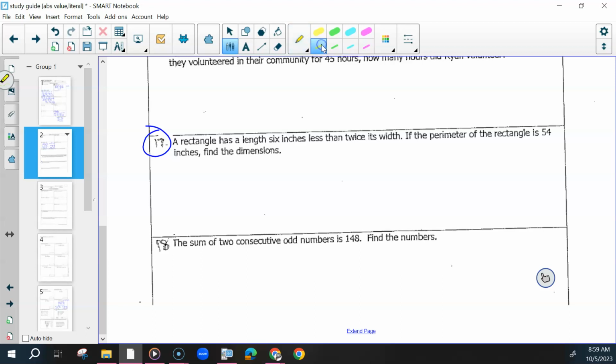What is important in this one? The length 6 inches less than twice its width, that entire part. What else? Find the dimensions, what we're looking for. Anything else? Perimeter is 54.